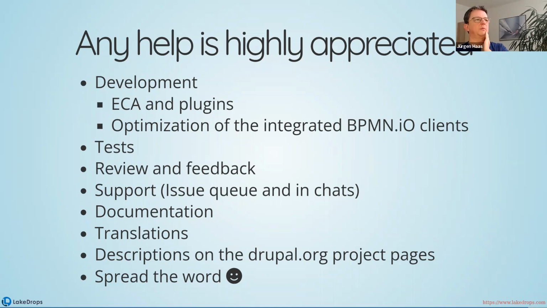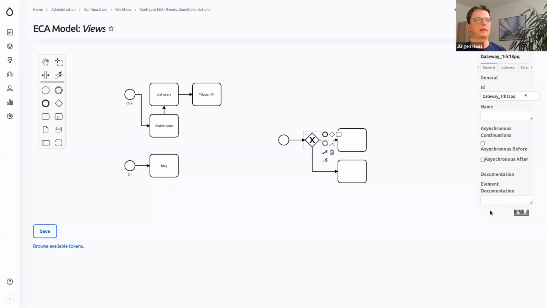That's very, very important. We have to have a lot of documentation. Translations are an issue, and we also have to work on ideas how to improve the UI, which is outside of ECA. But let's go back for a second.